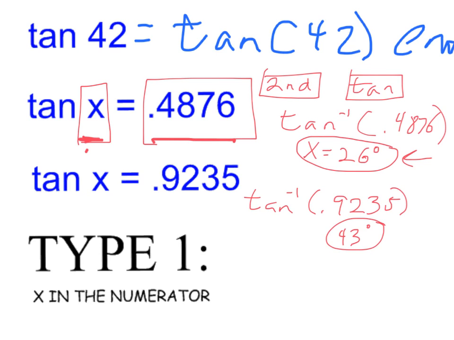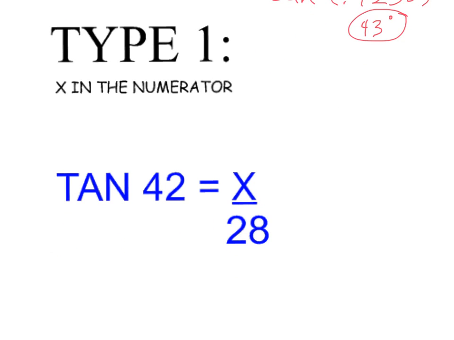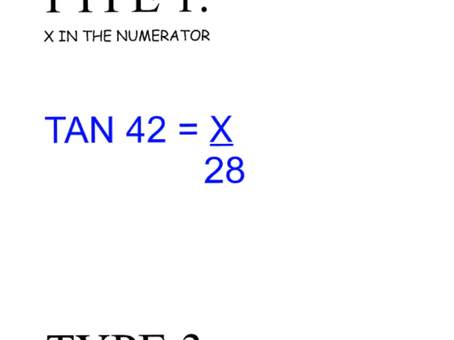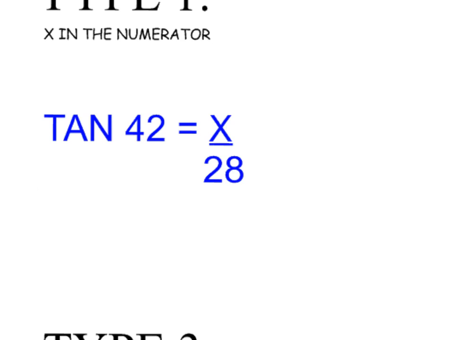So let's look at an example here. First type that we're going to look for, here we have an equation, and what this equation means is we've got a right triangle, we have a 42-degree angle. Again, tangent is going to be based on degrees. We're not going to ever put tangent and then a side length. It'll always be a tangent of a certain degree. So remember, the tangent ratio is opposite over hypotenuse.